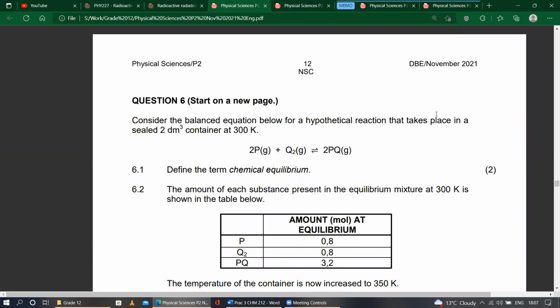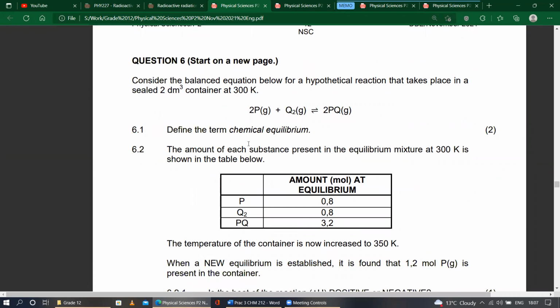Question 6: consider the balanced equation below for a hypothetical reaction that takes place in a 2 decicubic meter container at 300 Kelvin. So we have the equation P, which is a gas, plus Q, which is also a gas, is at equilibrium where the product is 2PQ. And from the equation, we can see that it's balanced, because that's the first thing we must check. It's balanced. There's 2P this side, 2P this side, and 2Q this side, and 2Q that side.